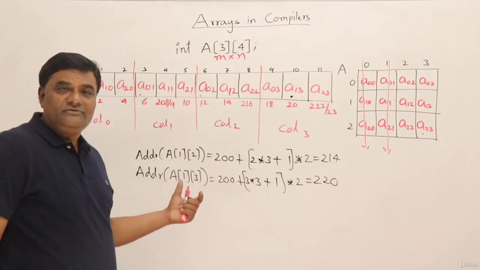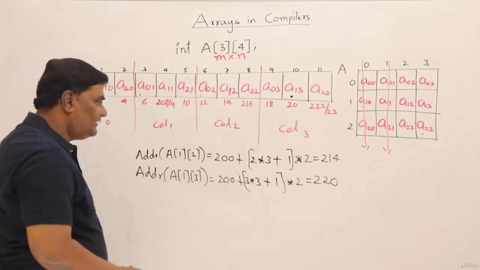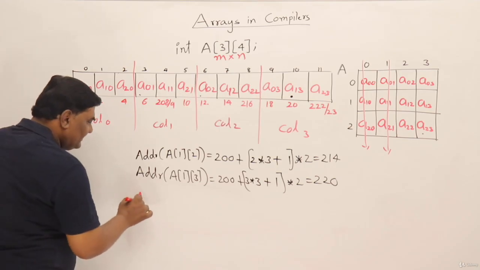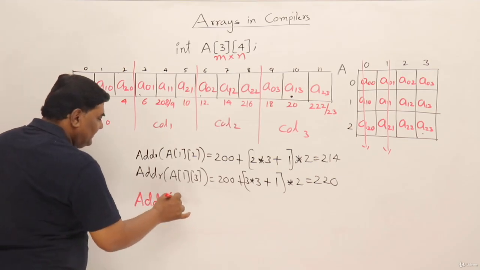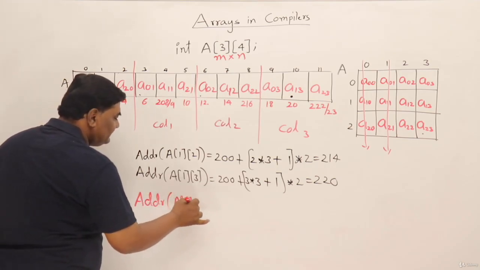So now we have 2 examples. We can prepare a formula. So let us prepare a formula for any index A of i, j.